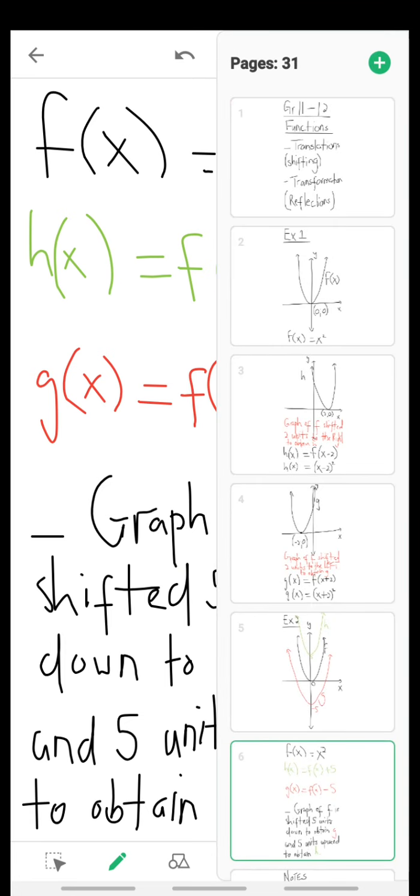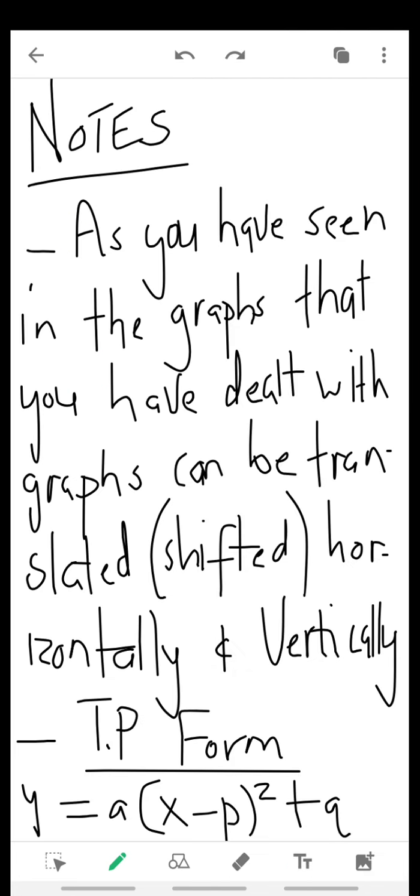Okay, very, very important. Now, a few notes. As you have seen in the graphs that we're dealing with, graphs can be translated, meaning shifted, left or right, up or down. That is what we call horizontal shifting. Then when we move it up or down, we call that vertical shifting. To the left and right, it's a horizontal shifting. Up or down, it's a vertical shifting.